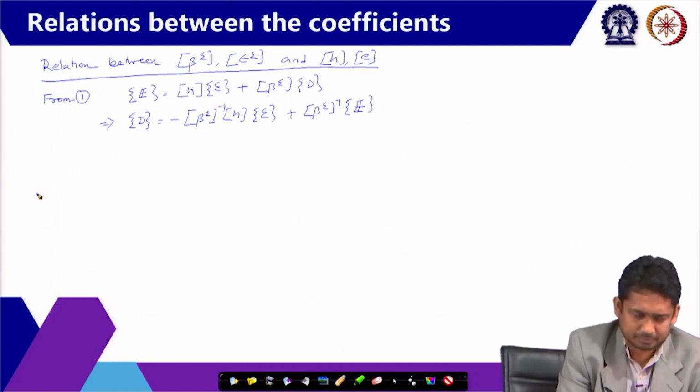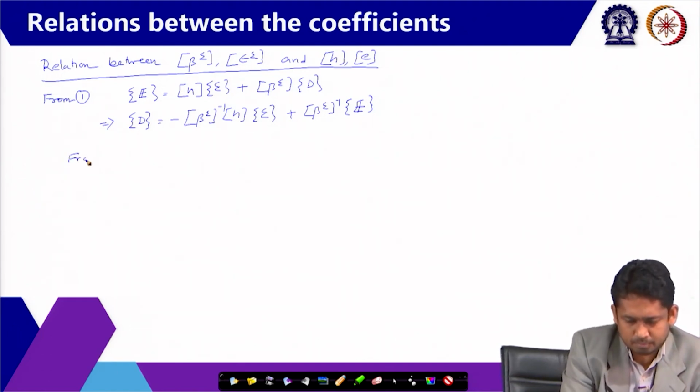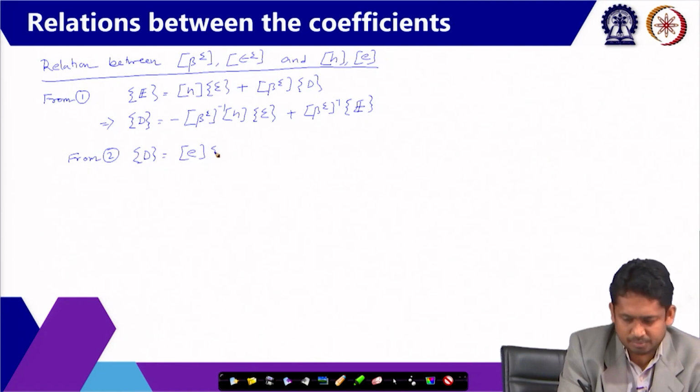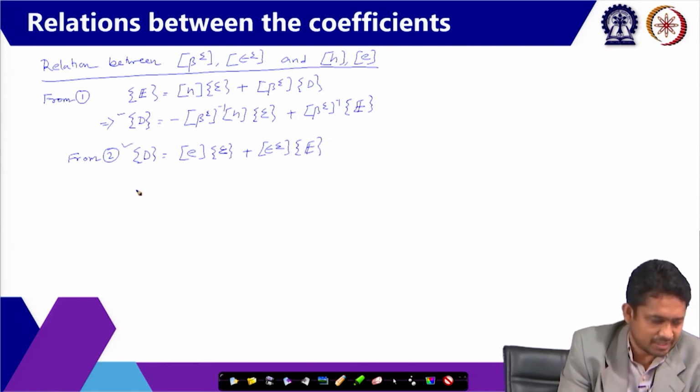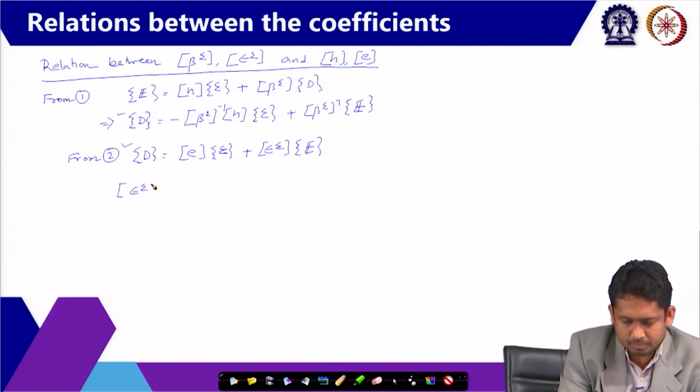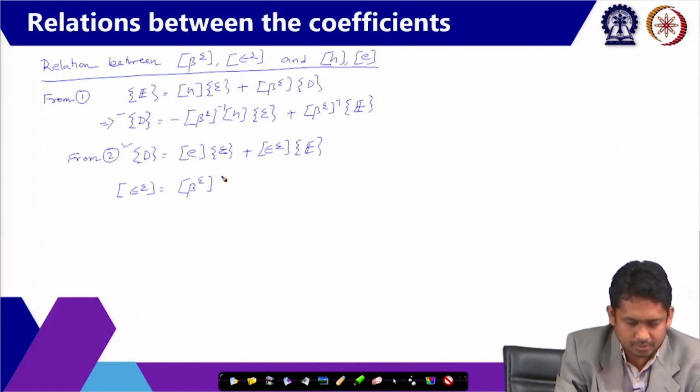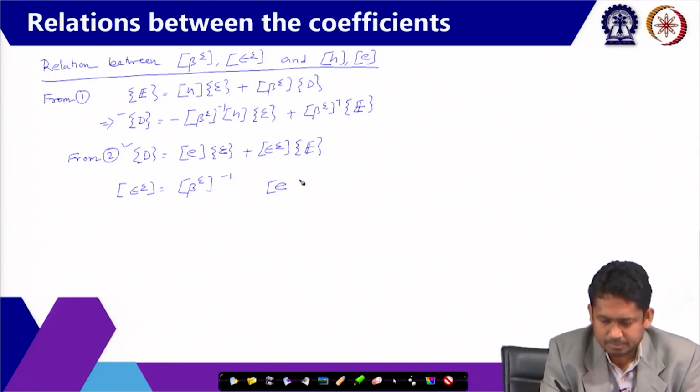And then from equation 2 we get D equal to e multiplied by epsilon plus epsilon^S multiplied by the electric field vector E. Again, if I compare this with this, it gives me that epsilon^S is equal to beta^epsilon inverse, and similarly e, the coupling constant, is equal to minus of beta^epsilon inverse multiplied by h.